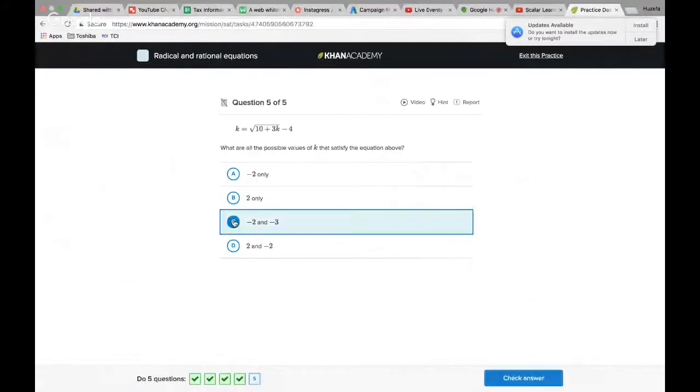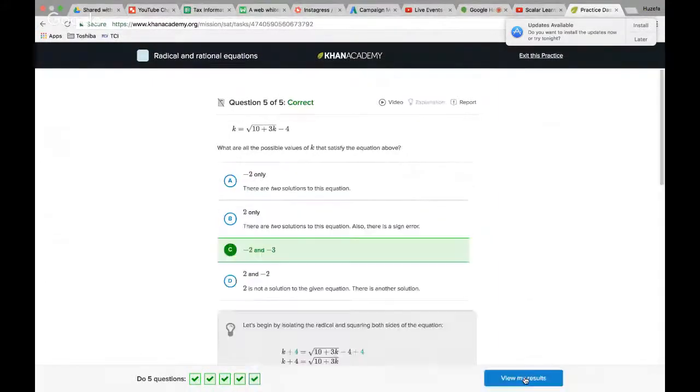Let's make sure we are good to go. Let me check the answer. It's good to go. All right, so that's it. So those are our radical and rational equations.